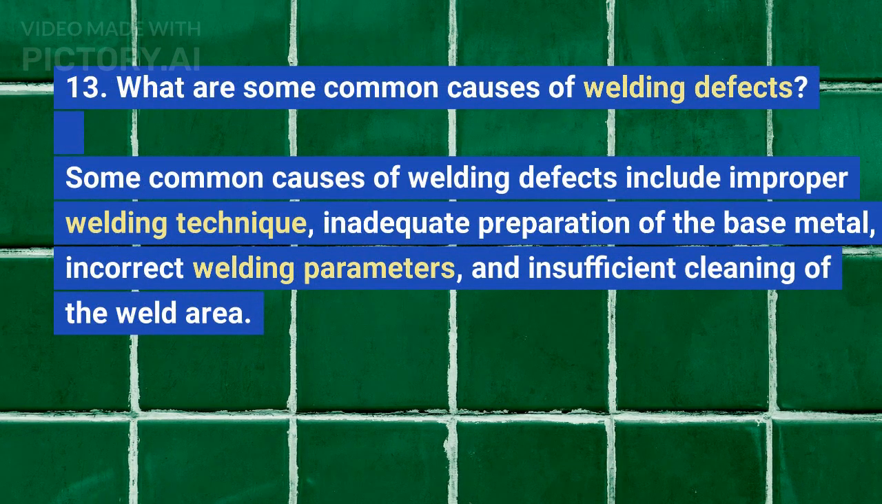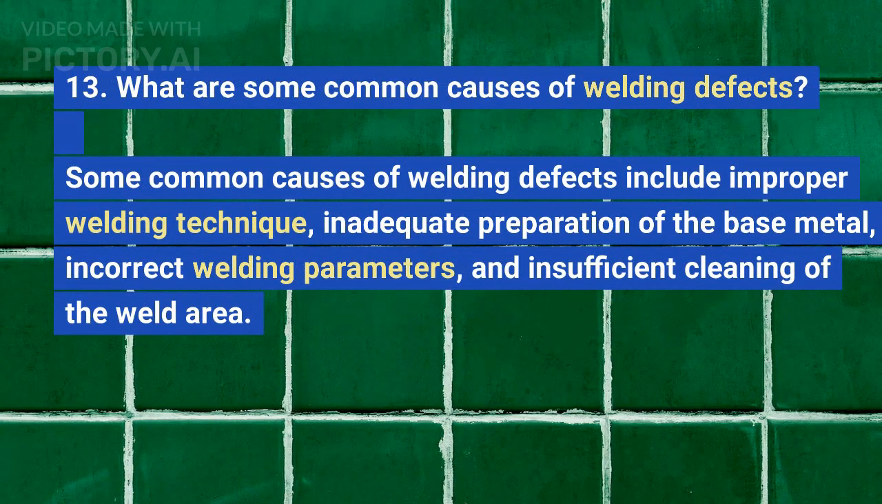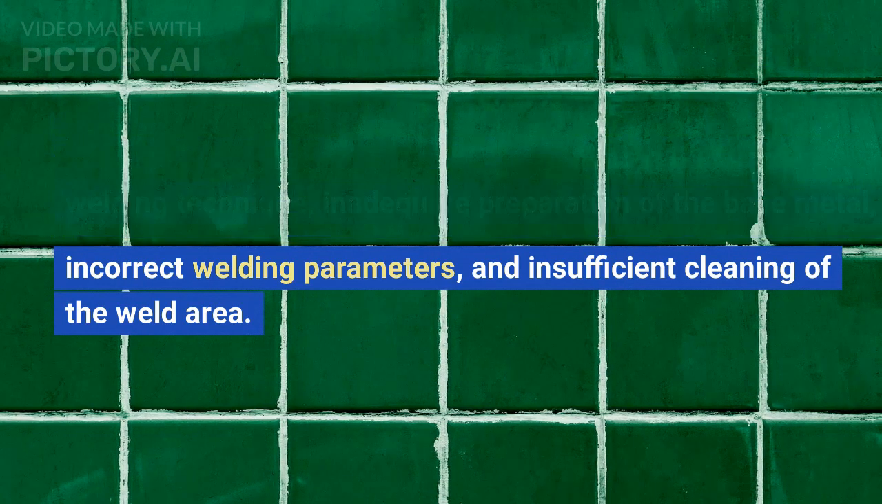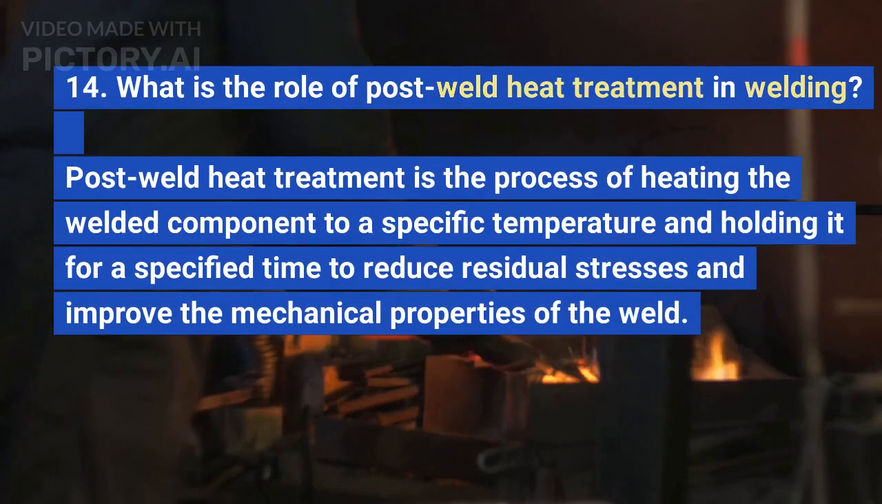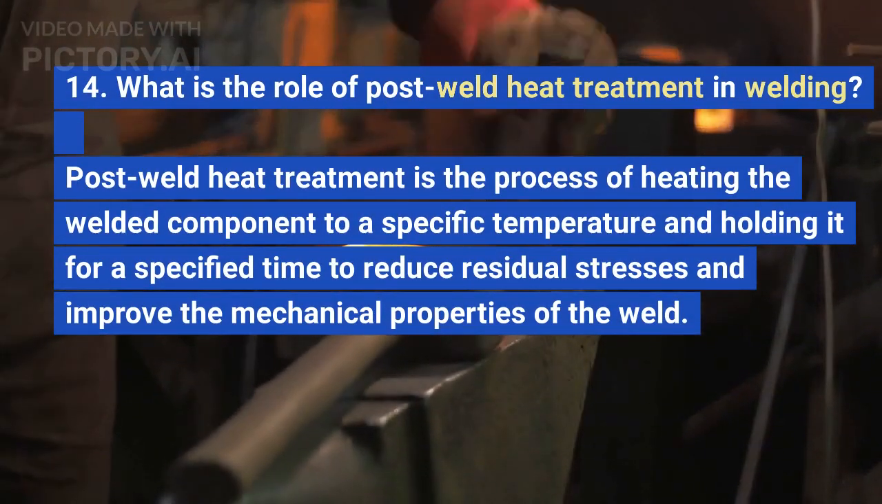Some common causes of welding defects include improper welding technique, inadequate preparation of the base metal, incorrect welding parameters, and insufficient cleaning of the weld area. 14. What is the role of post-weld heat treatment in welding?